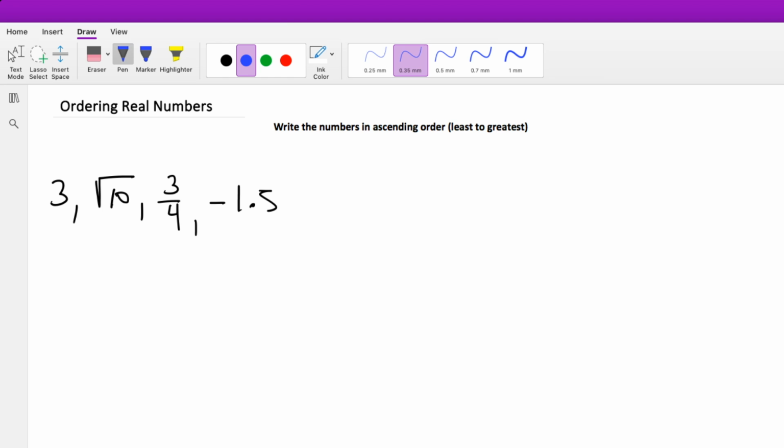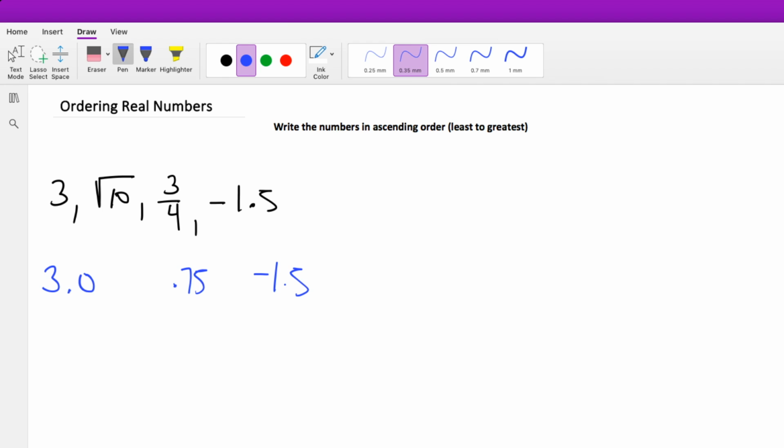3 is just going to be 3, but if you really want to get into good habits, you can write it as 3.0. Square root of 10, I have no idea what that simplifies down to, and if you do know off the top of your head, you're a genius. But how are we going to figure out what the square root of 10 is in order to write these numbers in ascending order? I'm going to skip over that for the time being. 3/4, that's just 0.75. And then the negative 1.5, we don't really have to do anything to it.